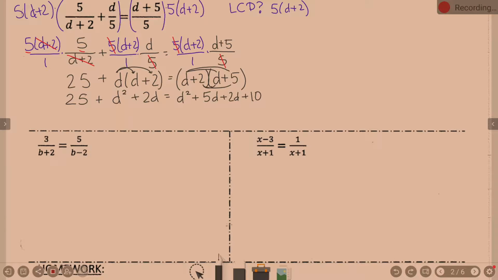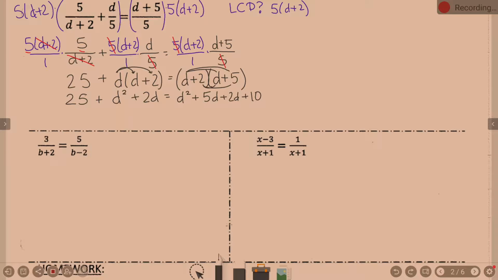Okay. There's a couple of cleanups that need to happen here. What do you guys see? 25 and 10 add together. They're not going to add together because they're on opposite sides of the equation, but you'll end up having to subtract one over to the other.